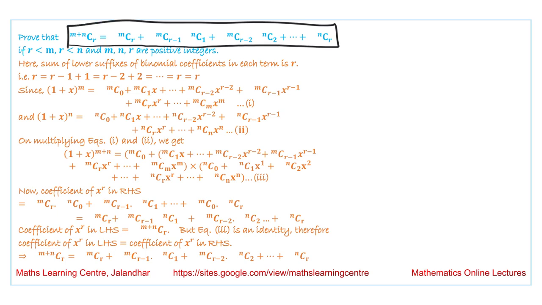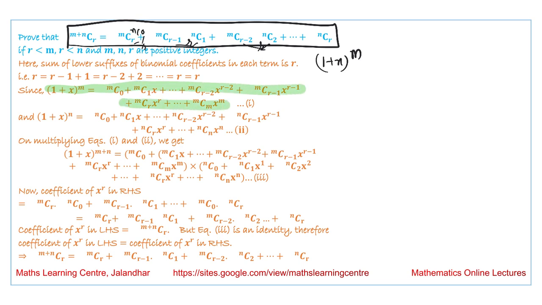Now over here we have the term nC0. The sum of both these values is r. So what we are going to do is write the expansion of (1 plus x) raised to the power m. This expansion is being written over here, (1 plus x) raised to the power m.